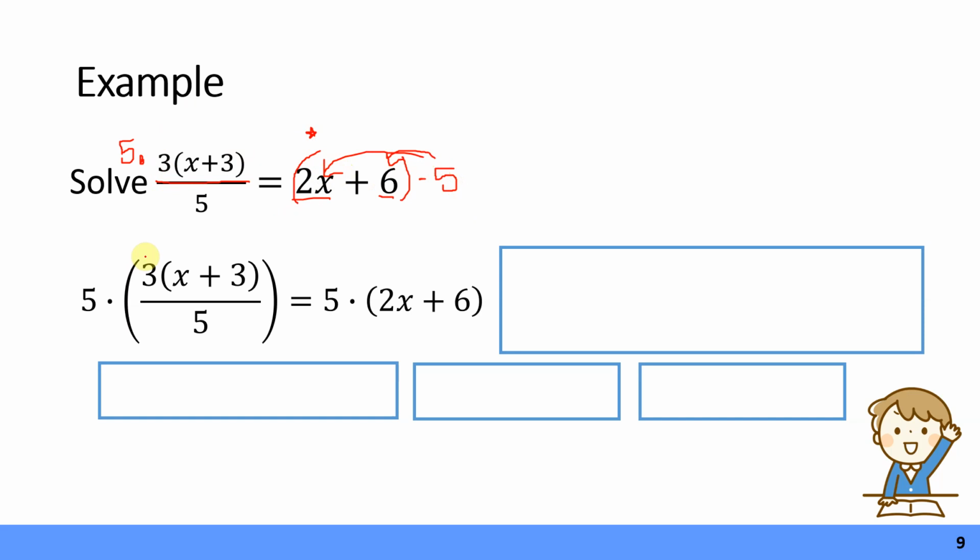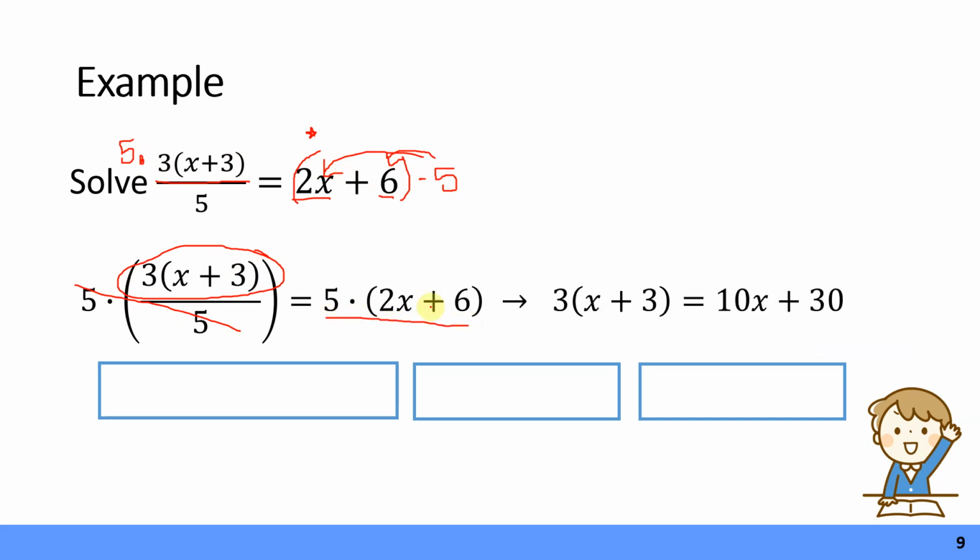Now the cool thing is that on this side, if I multiply that by 5, these cancel out. So I'm just going to be left with this. Now if I multiply both of these by 5, that's going to give me 10x plus 30. Okay, so look at that. On this side, the 5's canceled out. I was just left with 3, whatever was on the numerator. And then on this side, both of them were multiplied by 5, so the 2 and the 6 became 10 and 30. Now, this is much prettier.